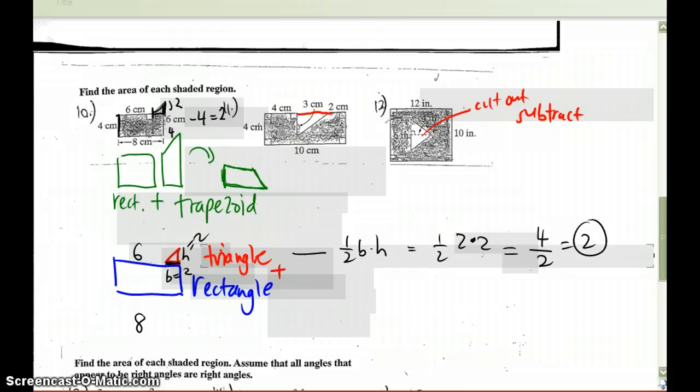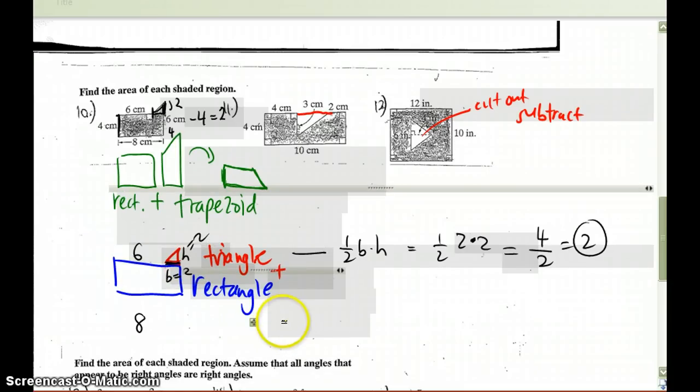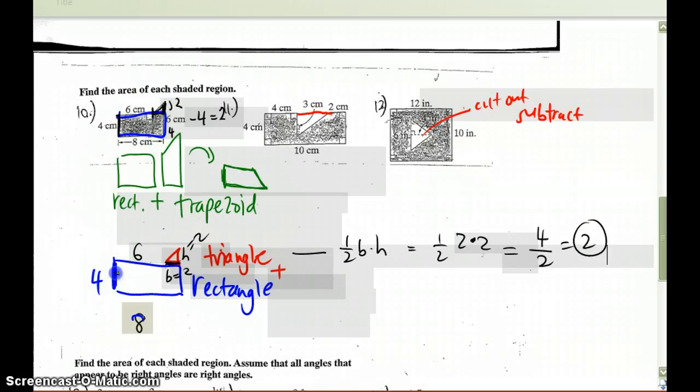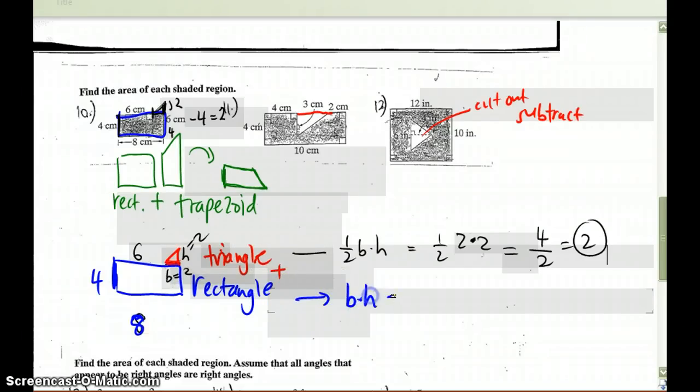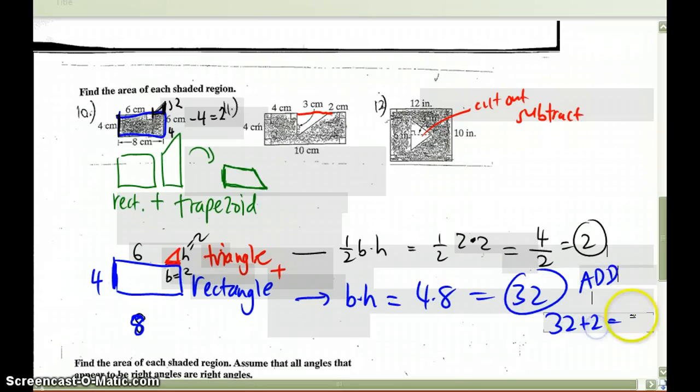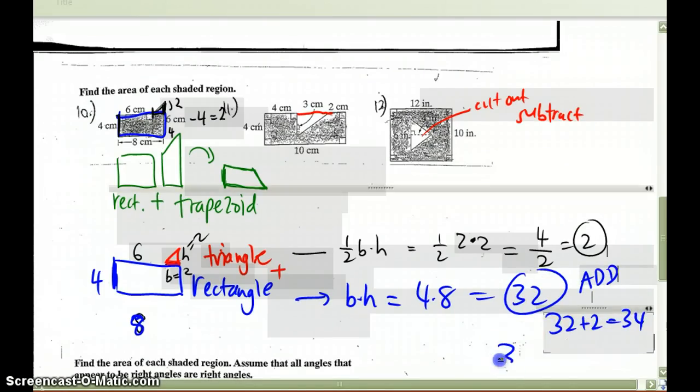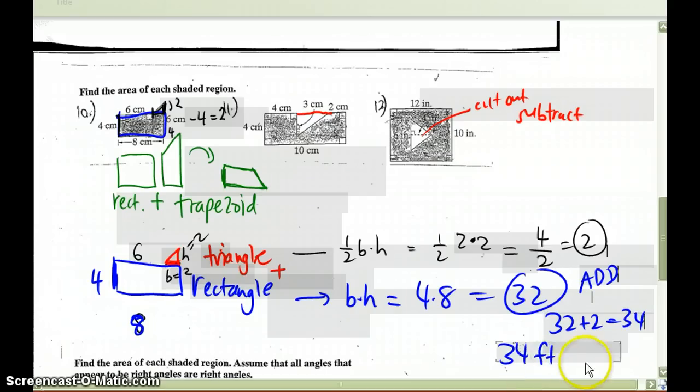And then I have the area of the rectangle, which is base times height. Now I have to be very careful when I choose the base and the height. The height here is 4 because that's the height of the rectangle, and then the base would be 8. Not the 6, not the 6 on the side. Don't make that mistake. So I'm going to do base times height, 4 times 8, which is 32. And then I'm going to add these two together, which makes 34. 34 feet, I'm sorry, centimeters. 34 centimeters squared is the area of number 10.